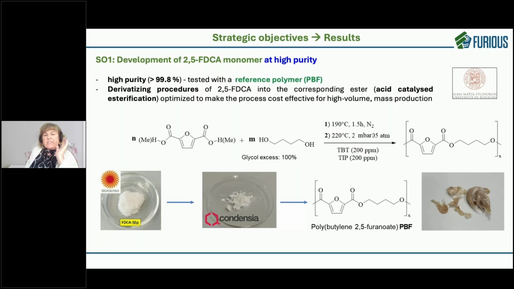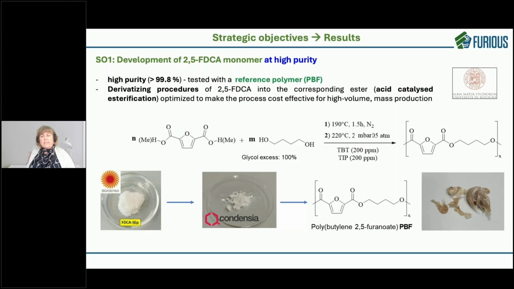And we started our activity by checking the importance of the purity of the monomer to get a final polymer that is colorless and with high molecular weight. And we saw that we need a very high purity, higher than 99.8%. In case we don't have it, we decided to esterify our dicarboxylic acid in order to improve the purity of the starting monomer. And Stora supplied us with different 2,5-FDCA characterized by different degrees of purity.